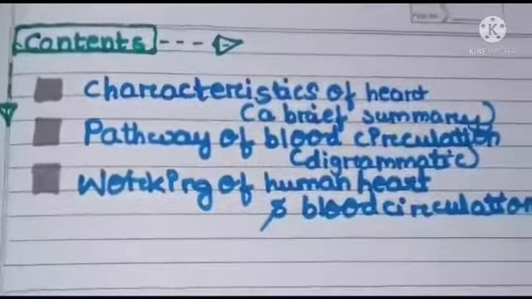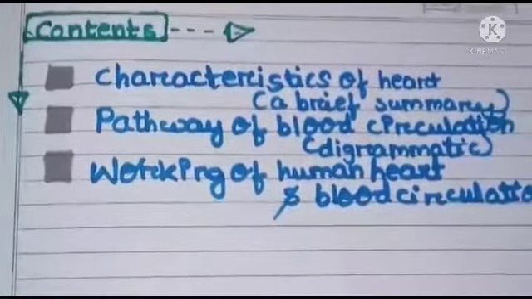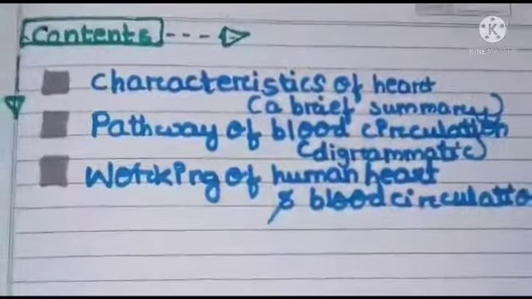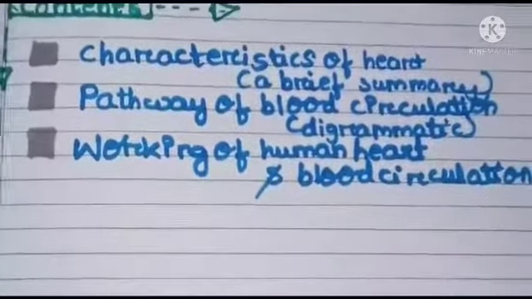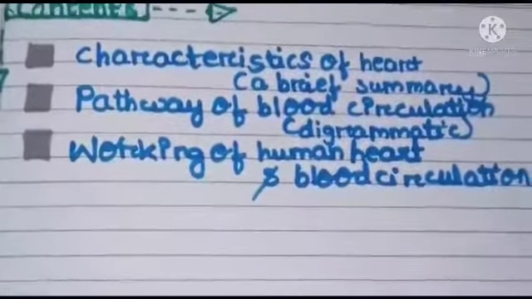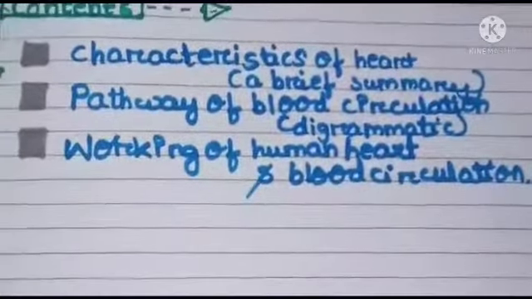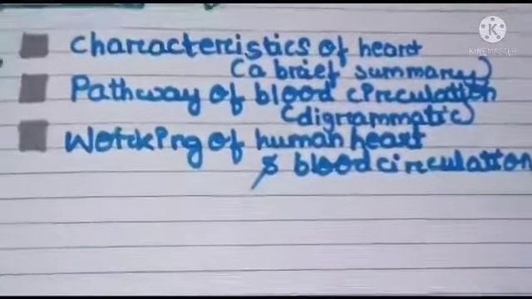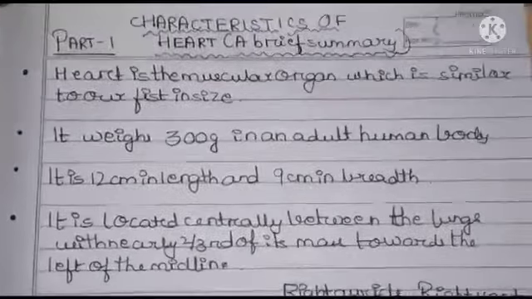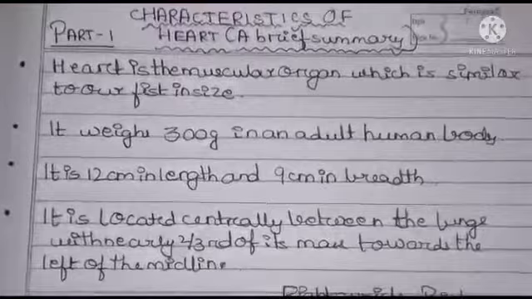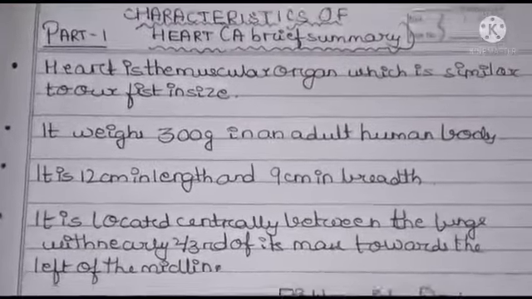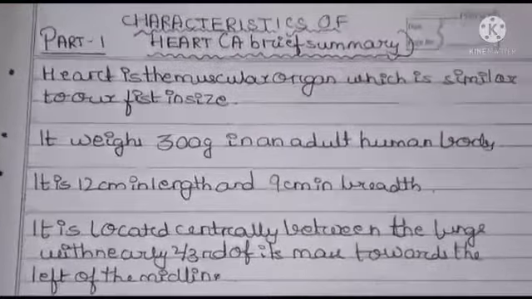Now, let us have a glance at the contents of the seminar. Number 1. The characteristics of heart, a brief summary. Number 2. Pathway of blood circulation, and it is a diagrammatic part. Then, working of human heart and blood circulation. Now, let us begin our first topic, that is characteristics of heart, a brief summary.